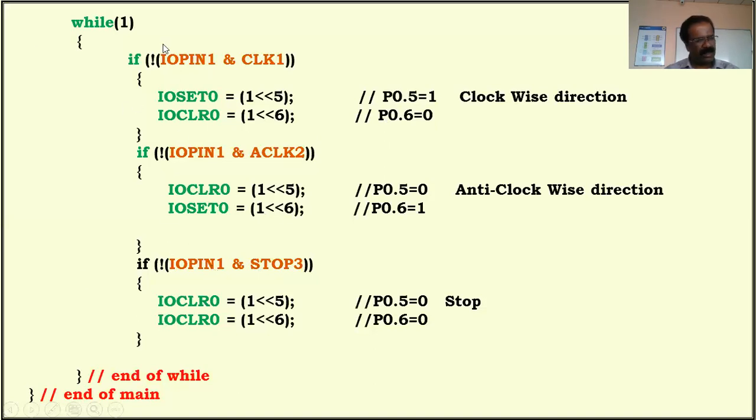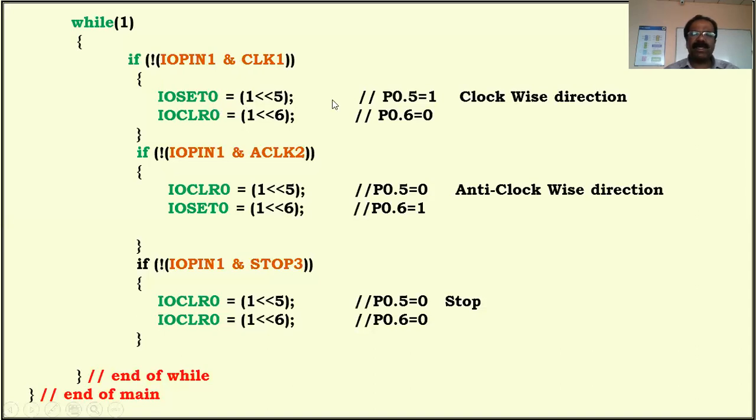Suppose S1 is pressed. By that time this is nothing but 0. If the switch is pressed, it goes low. If it is open, it is high; if you press it, that particular line goes low. Therefore this is low, this is high. Low into high, it's a logical multiplication AND operation, so that becomes low. Low is nothing but false, not false becomes true. Then it's going to execute this particular statement.